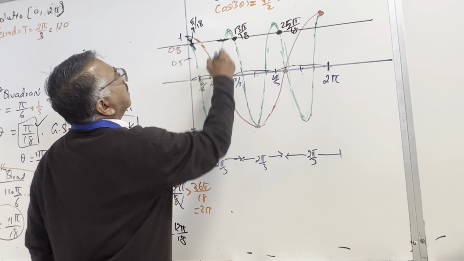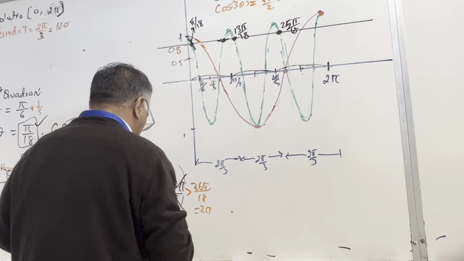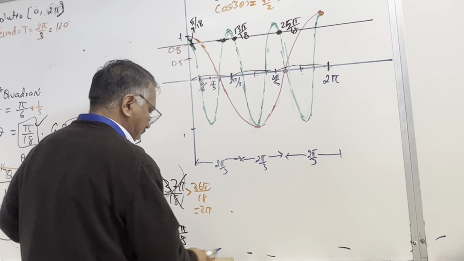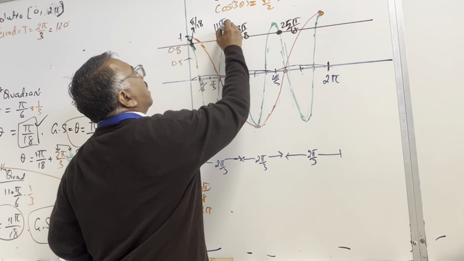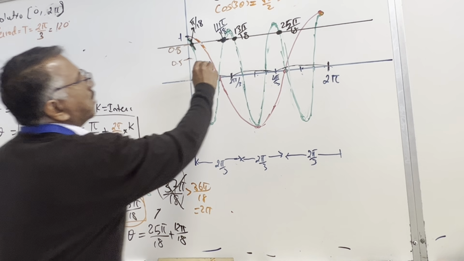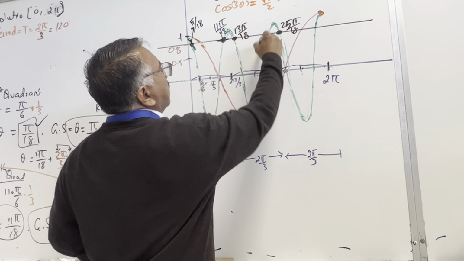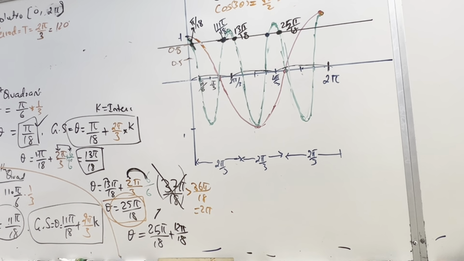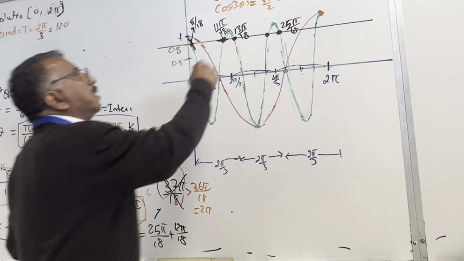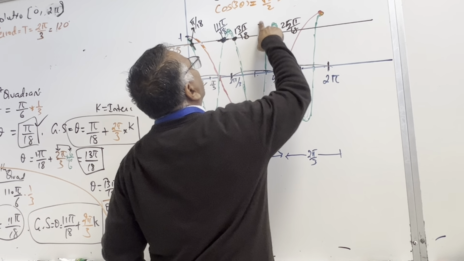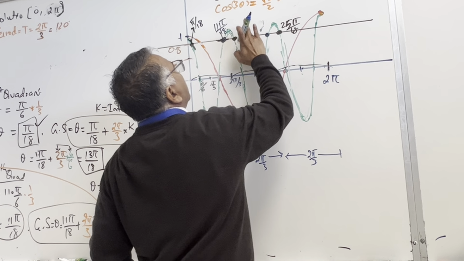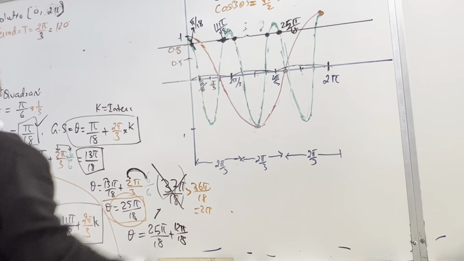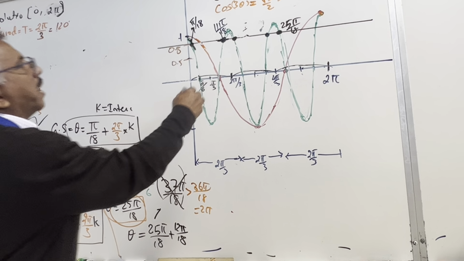So 11 pi by 18 goes here and meets here. Then again, it goes this way and meets here. This becomes the next one, 34 pi by 18. Sorry, 23 pi by 18. So this is 23, not this one, this one. I made a slight mistake. So the 11 pi by 18 is done. Then it's 23 pi by 18.